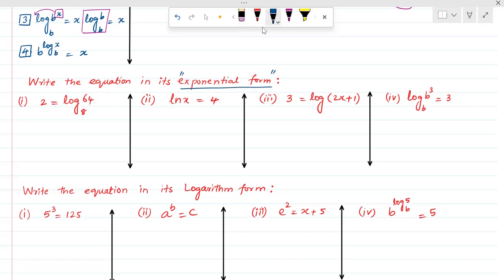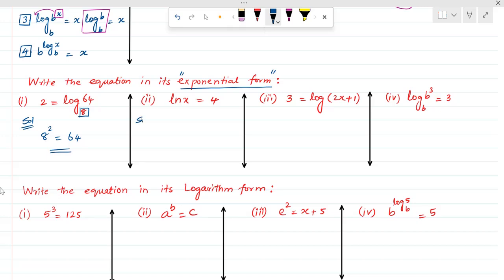Now, the first one: you have to convert the function into exponential form. The given form is the logarithmic form because it contains the log function. Now how will you write this? Take the base: 8 raised to the power 2 equals 64. Here you don't have the log, therefore it is the exponential form.